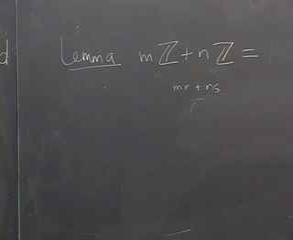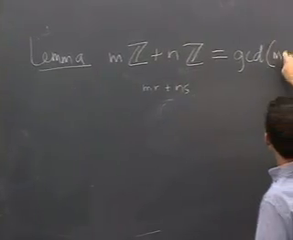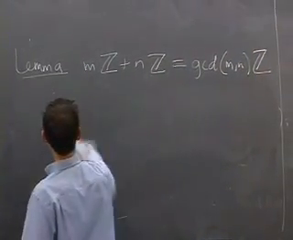But we know what all the subgroups of Z look like. They look like some number, some positive integer, in fact, times Z. So any guesses as to what this is? Go ahead. Exactly. The answer is gcd(m,n) Z. That was a hard one to guess.